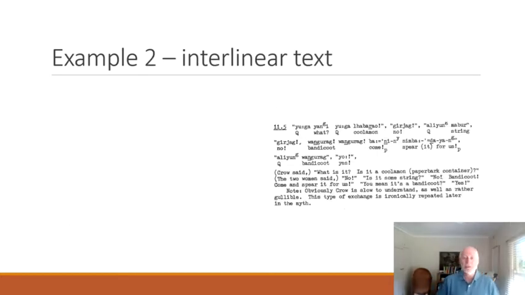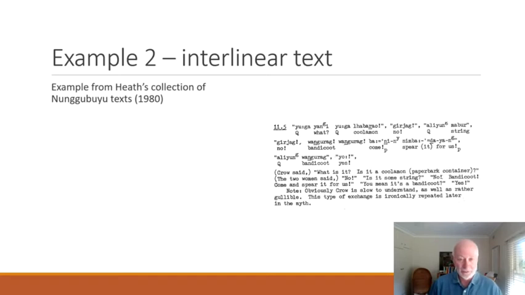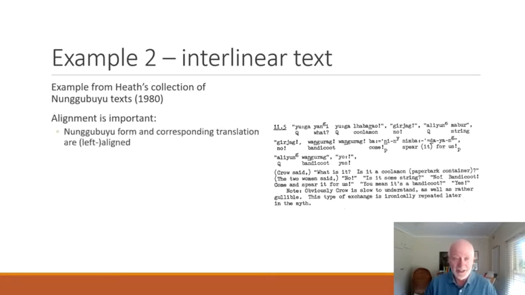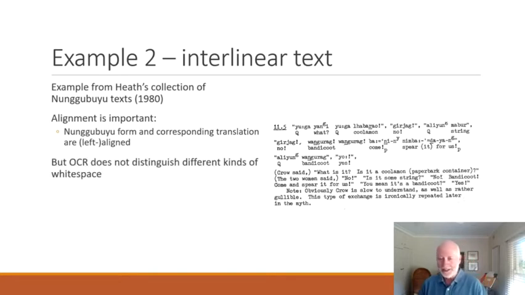Here's another example. This is again from Heath's documentation of Nunga. This is from his volume of texts. What's interesting here is what's aligned. So this is a standard presentation of linguistic material, aligned interlinear text. And as you can see here, there are two lines. There's a line of Nunga forms, there's a line of translations, and the bits that go together, that's indicated by alignment. They're left aligned. Again, this is based on white space, and standard OCR is not going to distinguish this.